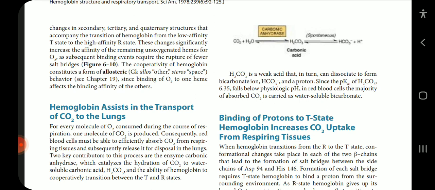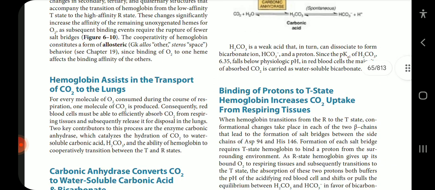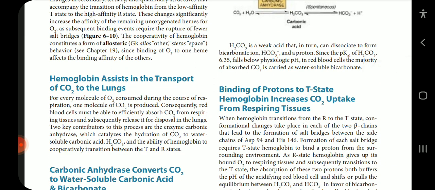Hemoglobin assists in the transport of CO2 to the lungs. For every molecule of O2 consumed during the course of respiration, one molecule of CO2 is produced. Consequently, red blood cells must be able to efficiently absorb CO2 from respiring tissues and subsequently release it for disposal in the lungs. Two key contributors to this process are the enzyme carbonic anhydrase, which catalyzes the hydration of CO2 to water-soluble carbonic acid, H2CO3, and the ability of hemoglobin to cooperatively transition between T and R states.